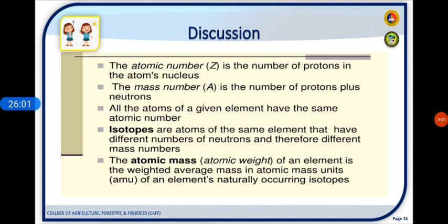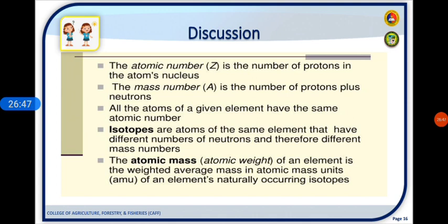Next, we have the isotopes. Isotopes are atoms of the same element that have different numbers of neutrons and therefore different mass numbers. Remember that one. These are atoms of the same element, like atoms of carbon. Atoms of carbon belong to the same element, which is carbon. However, these carbon atoms have different numbers of neutrons, and we are going to call them isotopes. I hope you get that.